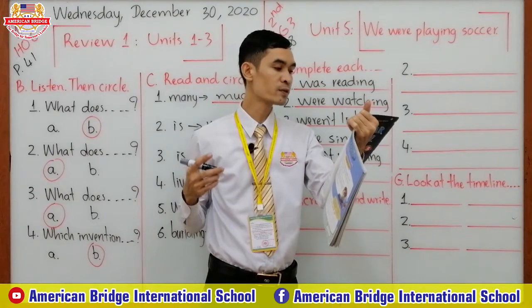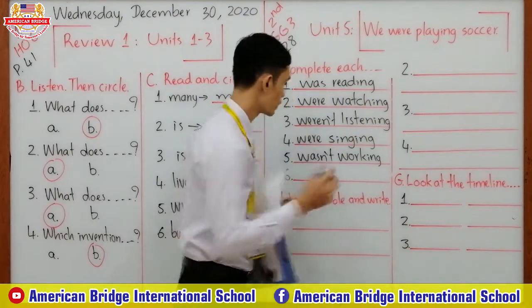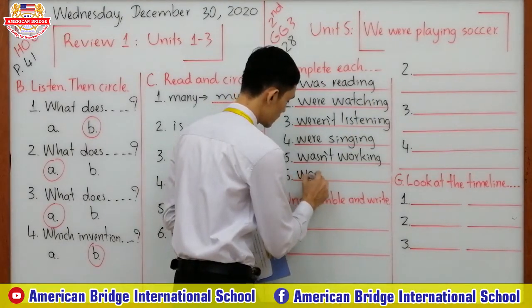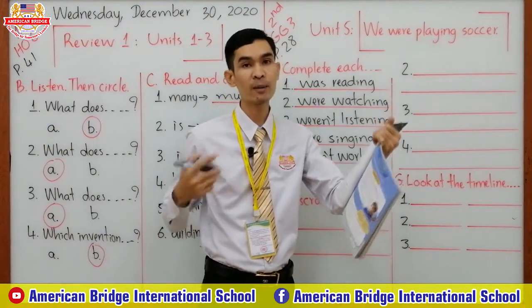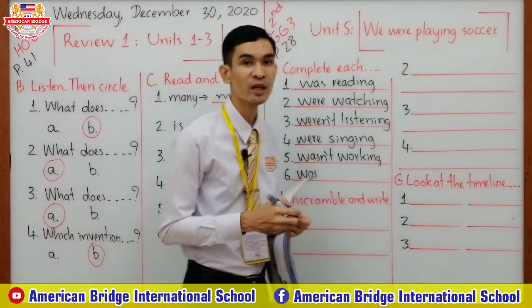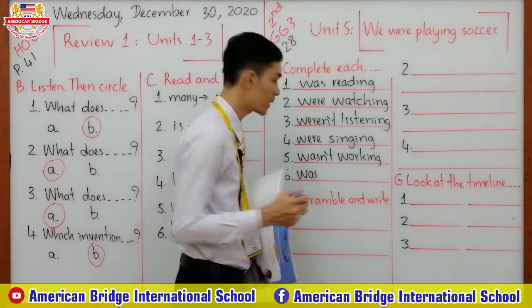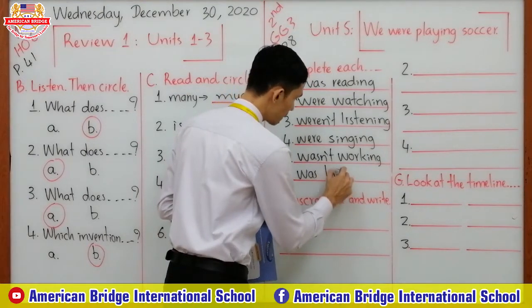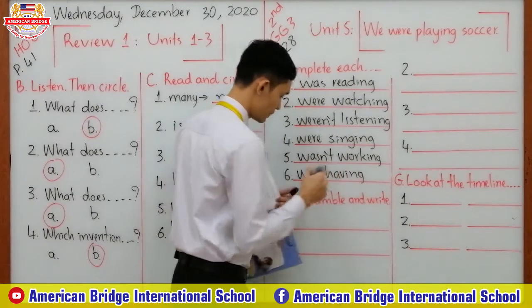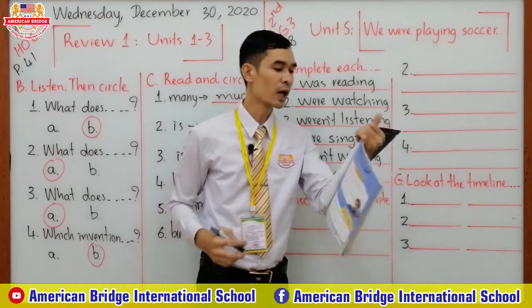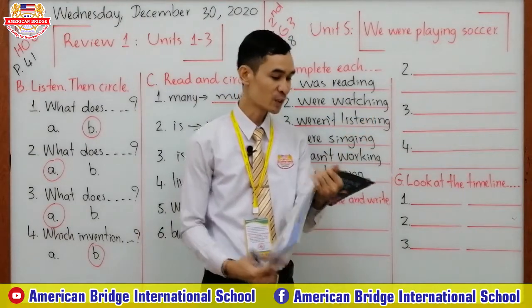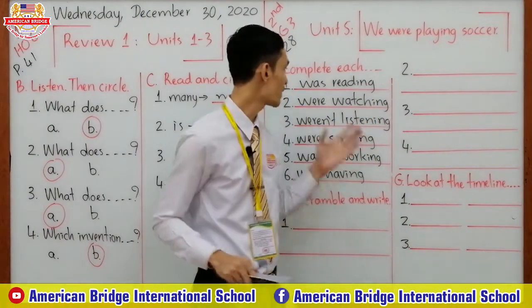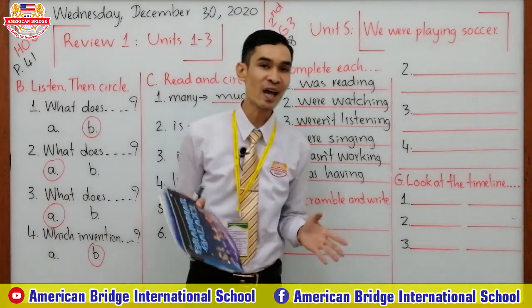Okay, number 6. I use with was, right? I use with was. And the verb in the brackets is have. When you add ing to have, you have to delete e, right? Okay, so have, having. Okay. I was having lunch with my friends at 1 o'clock.